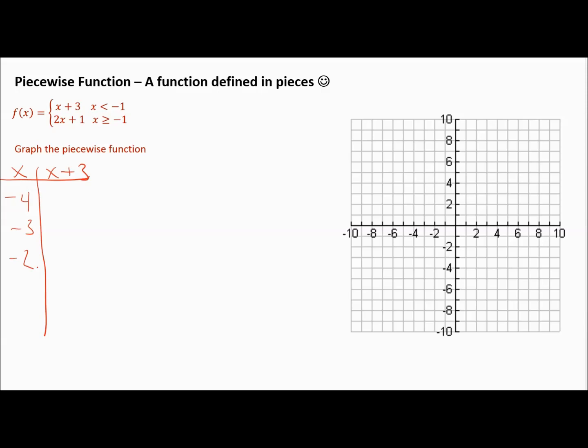Now what's the number right below negative 1? Your answer is probably going to be negative 2, right? That's the integer right below negative 1. But really, the number right below negative 1 can't even be listed because there's an infinite amount of numbers between negative 1 and negative 2. So here's what I want you to do. I do want you to plug in negative 1, even though it says we're not supposed to.